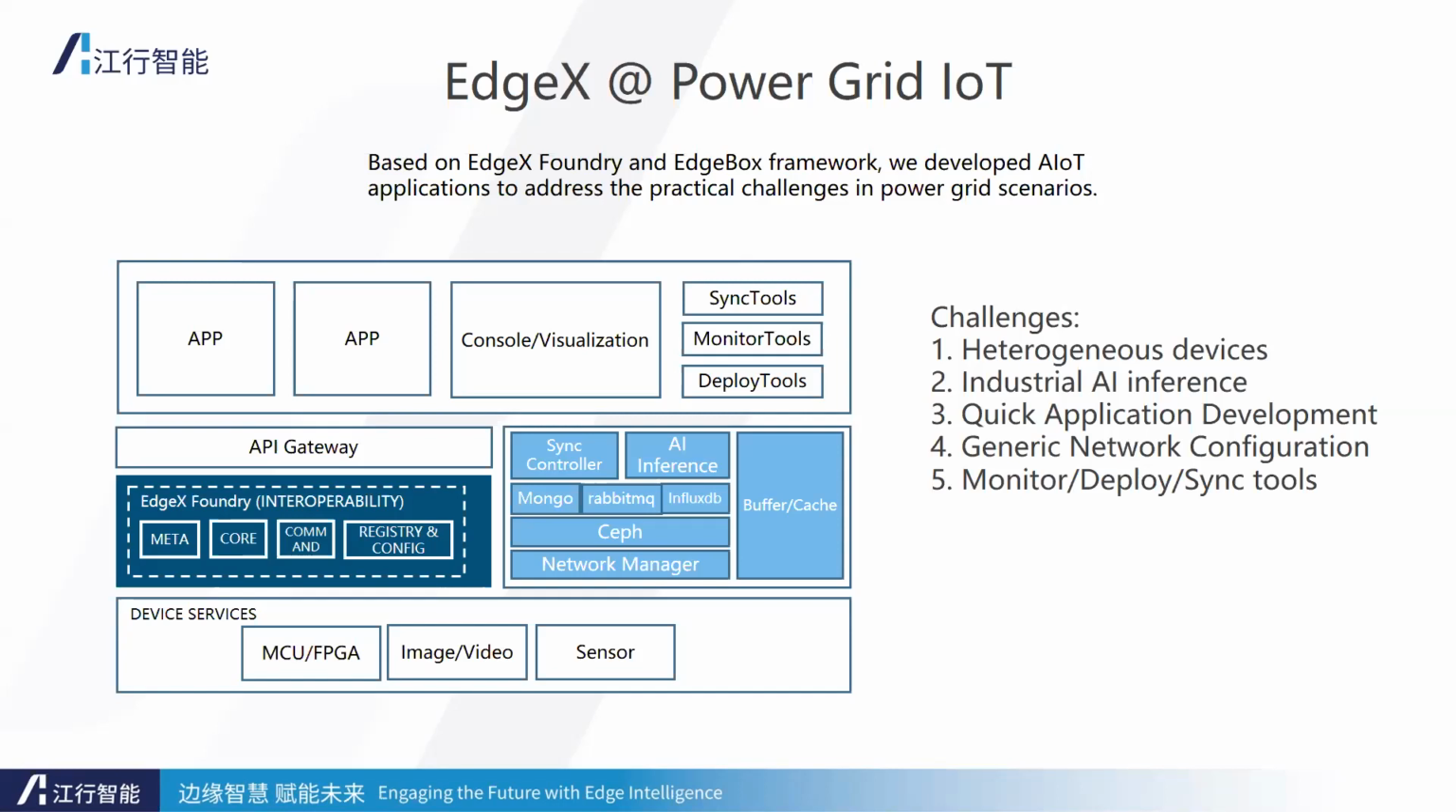The fifth challenge is monitor, deploy, and sync tools. This tool is targeted to industrial developers and users. Using these tools, EdgeBox can support different applications to achieve the AI function and to control the devices. It also provides a simple control and data illustration to help users use and manage the different applications and the API gateway.